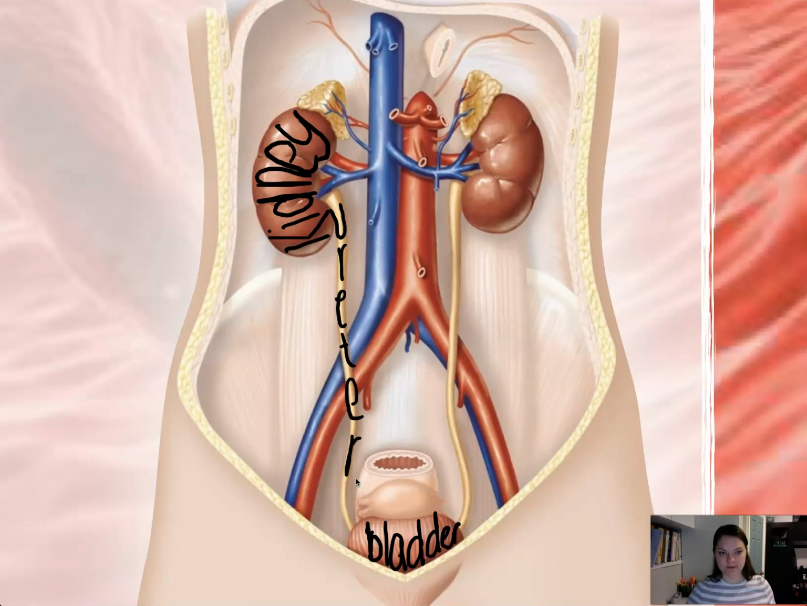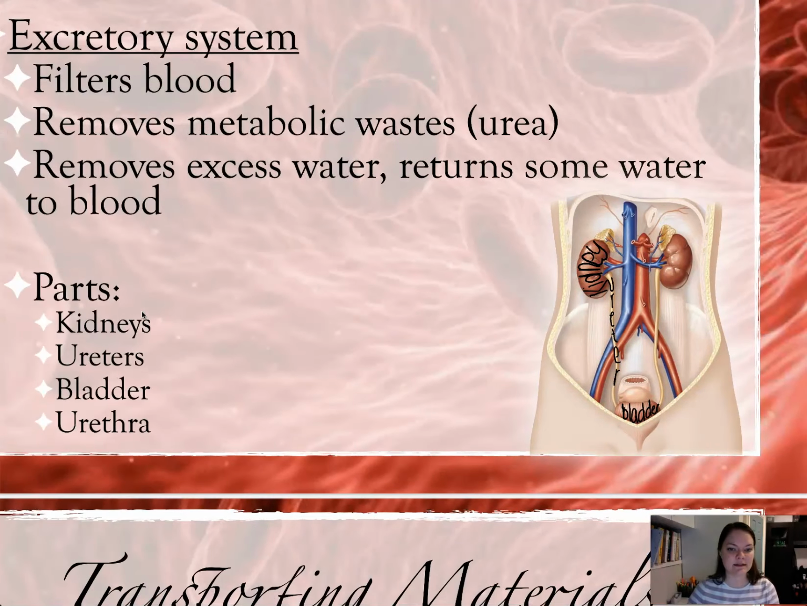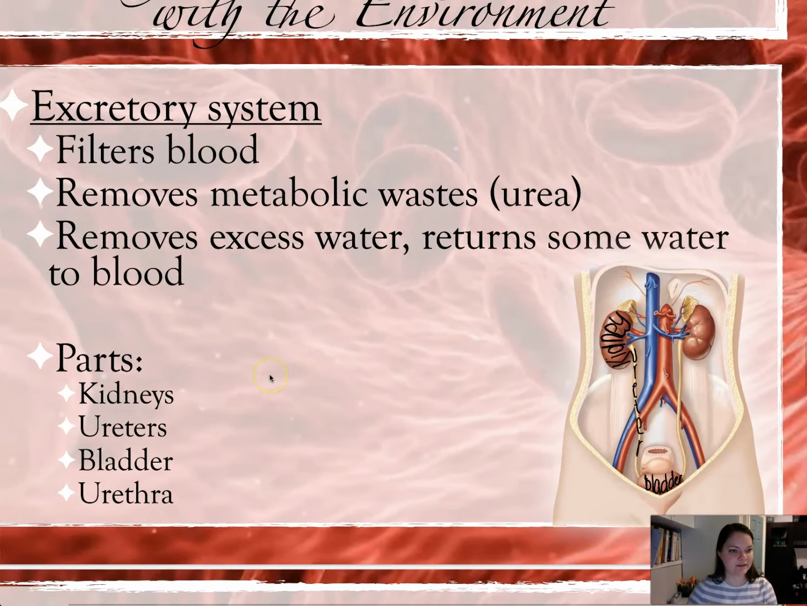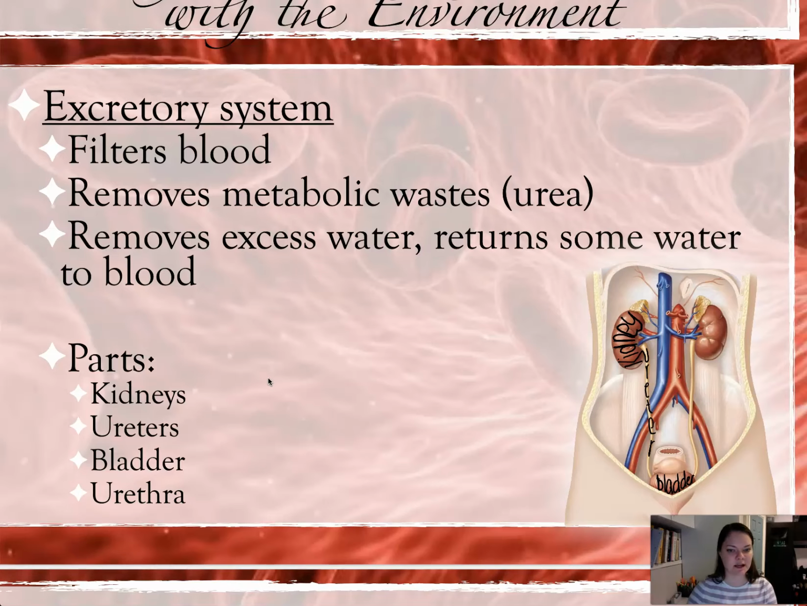Obviously, the bladder is going to be the temporary storage until you are able to relieve yourself, at which point you have now gotten rid of the nitrogenous wastes and extra water. So that is your excretory system. That's its job right there.